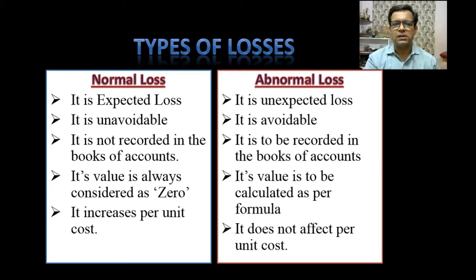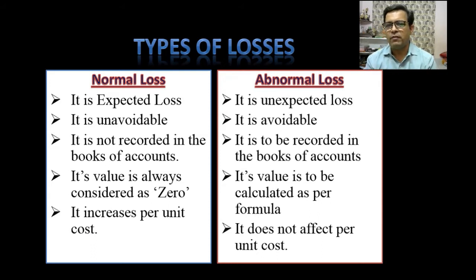If a loss is expected, obviously it is unavoidable. Now, because the consignor is aware of this kind of loss even before he starts consigning goods, he does not record such a loss in his books of accounts. The reason why he does not record this is that the value of such loss is always zero. The value of normal loss is always zero. Now, because certain units are lost, however, our total cost remains the same. Therefore, a normal loss increases our cost per unit.